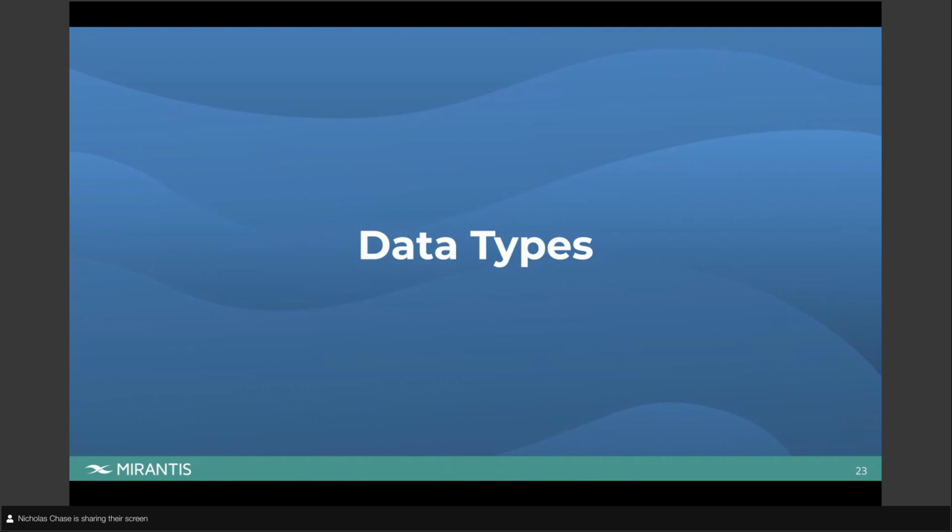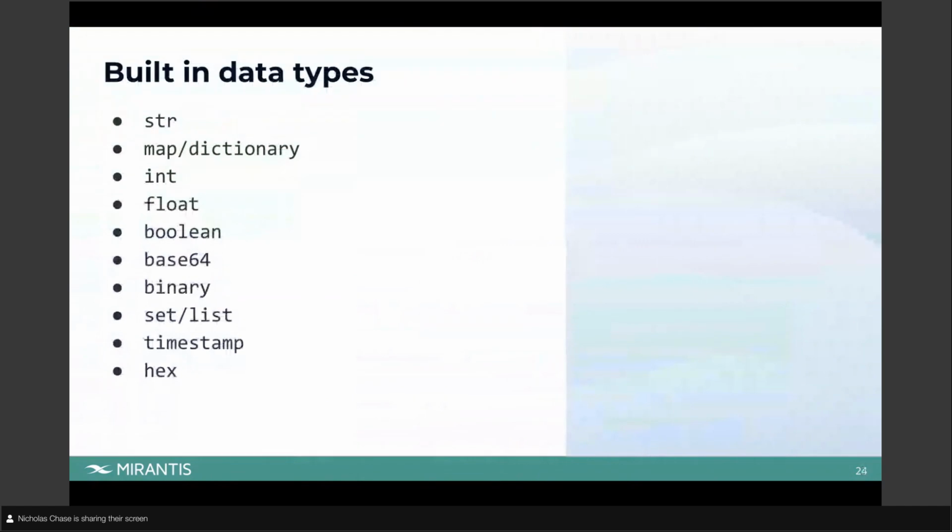And YAML actually does define those things so that your software can get at them. So there are built-in data types. Strings, obviously. That's the basics. I'd be really worried if you couldn't do a string. Map and dictionary, that is essentially our associative arrays that we were talking about earlier. Integers, floats, booleans. Base 64, you can put in binary data.